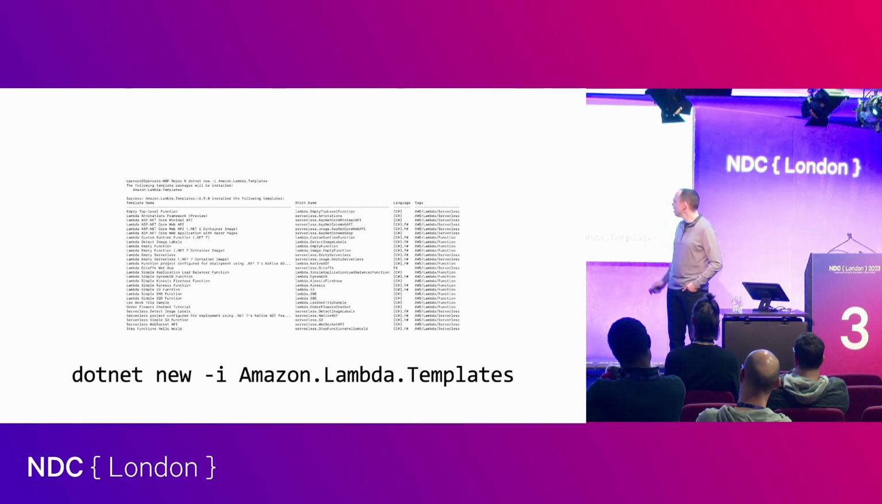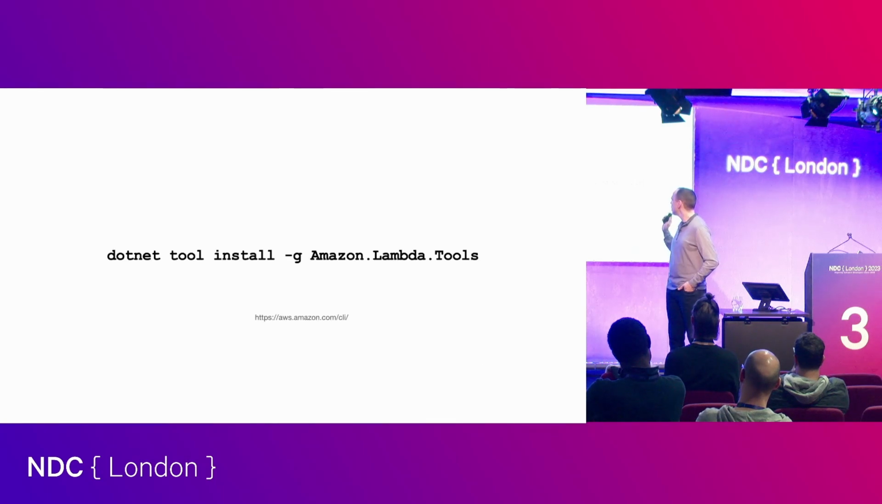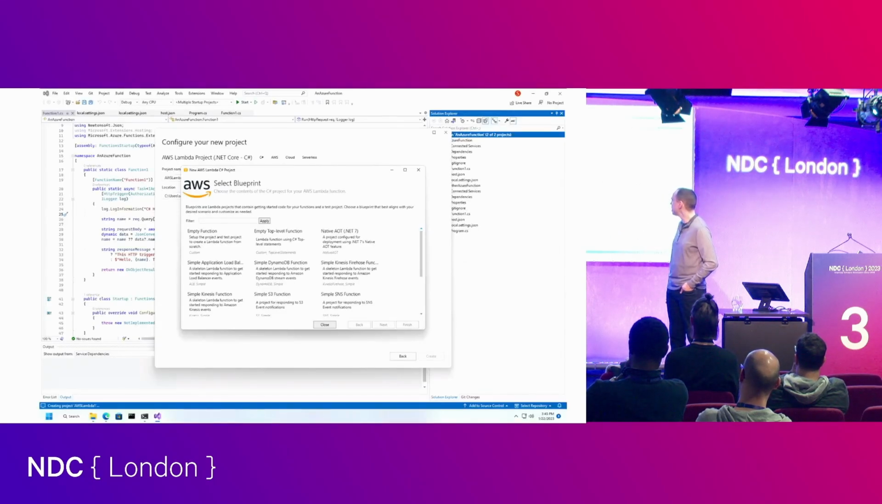So dotnet new, Amazon Lambda templates get a huge series of templates, and additionally the deployment tools that you can use to help your development experience along. I did not use this. I think I might have used this command for a couple of things, but it exists.